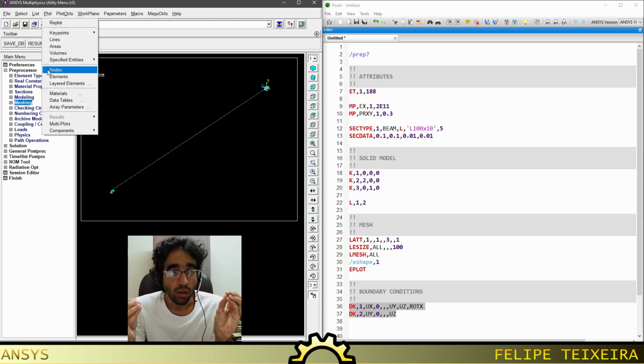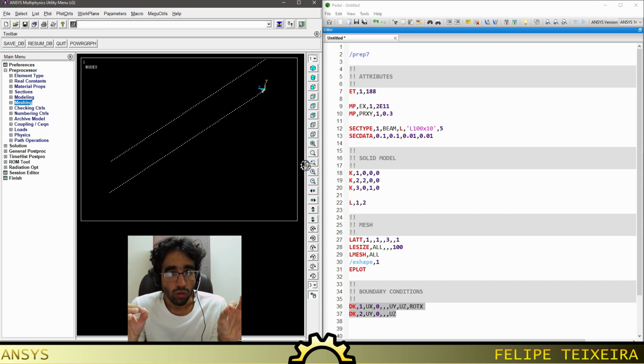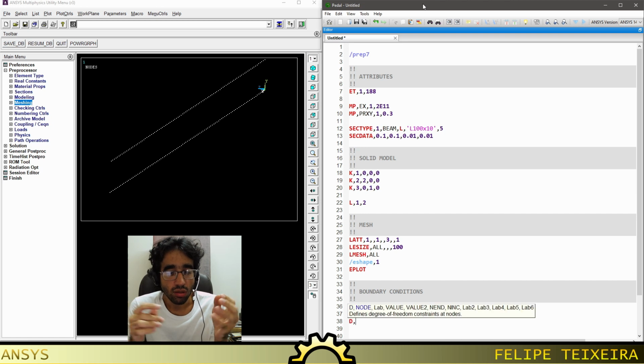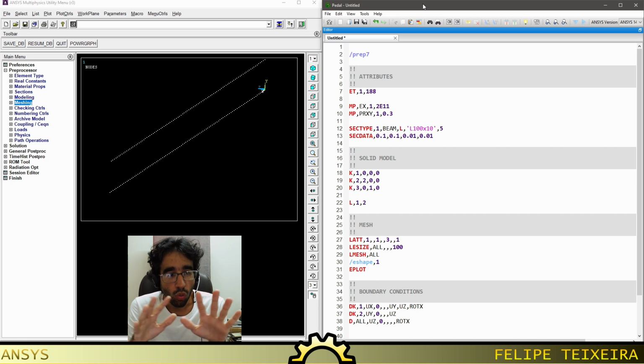Now I'm going to create supports on all nodes of the beam. This is done not using command DK, which is for key points, but command D, which is for nodes. So I'm going to apply restrictions in the UZ and in the ROTX, rotation x direction, using the D command, as you can see there. So this concludes our supports. We have created supports to guarantee movement only in the xy plane for this model.